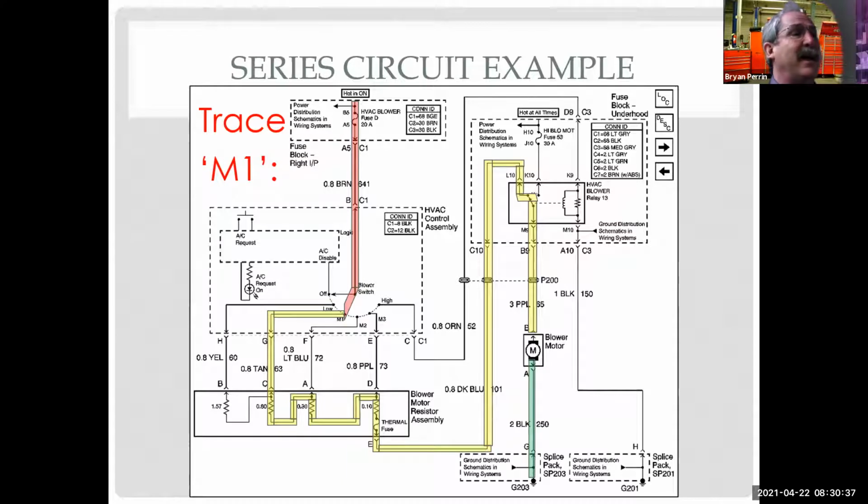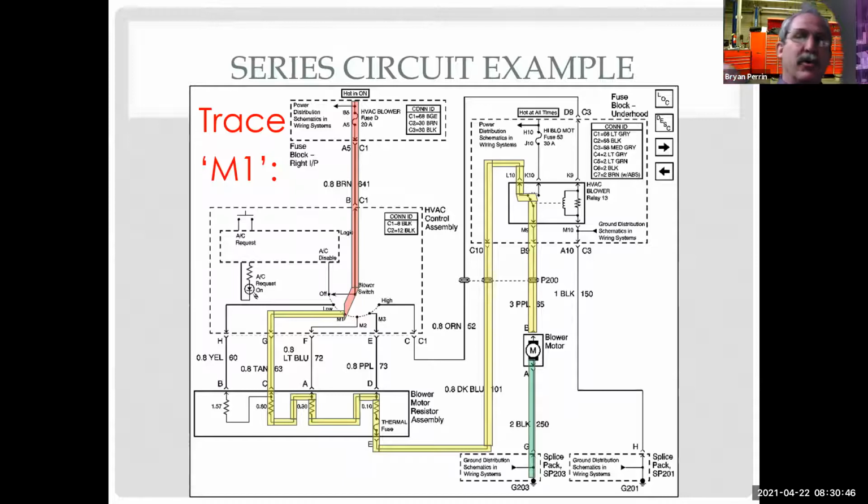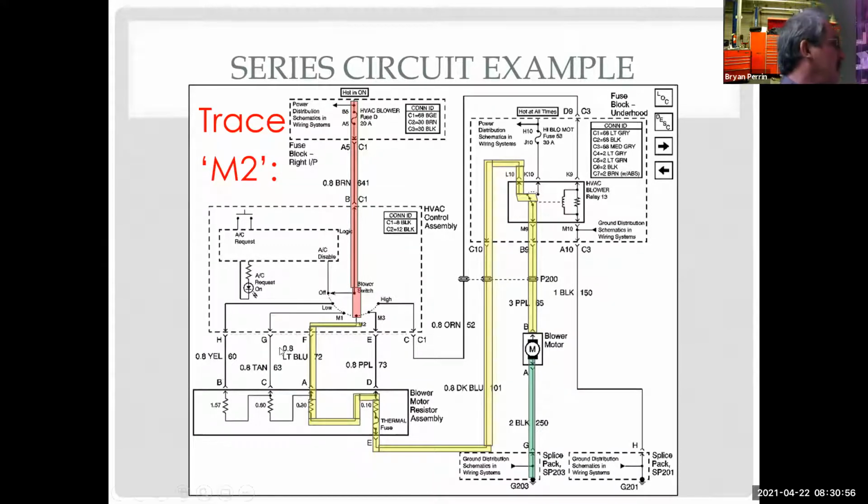So you're right. For the high circuit, the blower motor is no longer the load for that circuit. What it's doing is moving a switch in the relay, and then the blower motor is the load for the second circuit. So if we look at M1, M2 is almost the same as M1, except we're not going through this resistor anymore. We're only going through this resistor and this resistor. And M3, now I'm only going through this resistor to the motor.